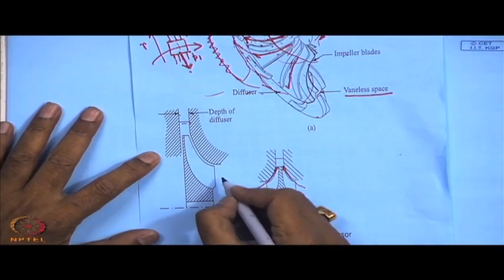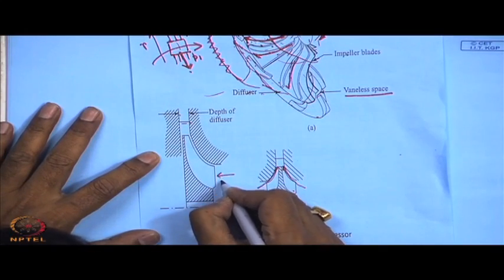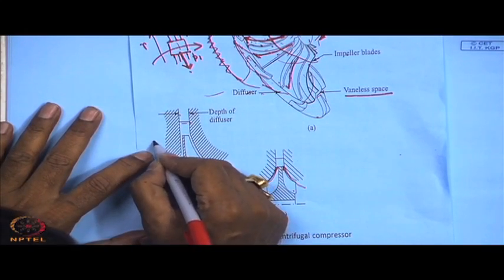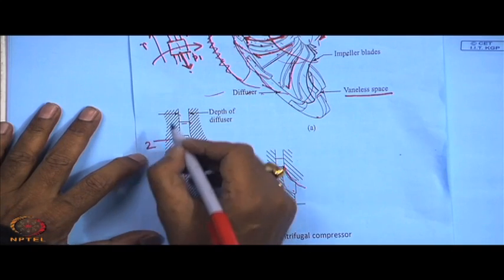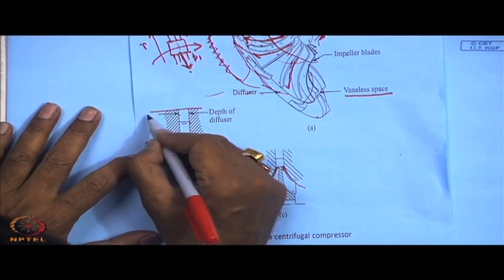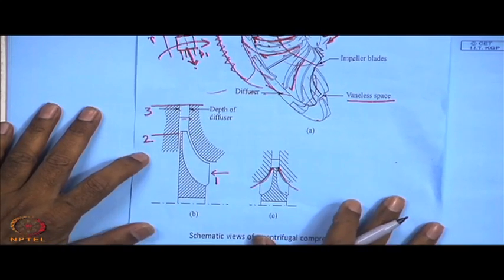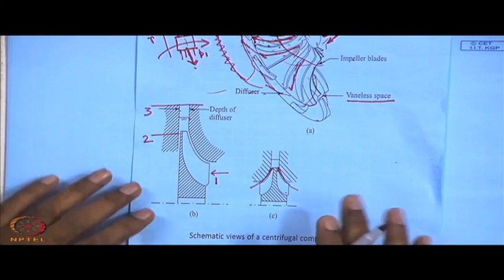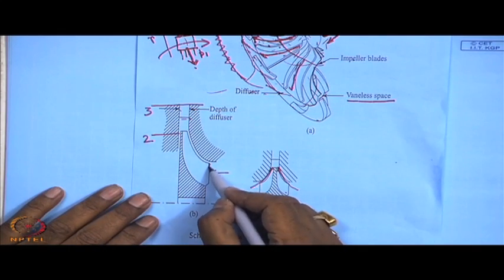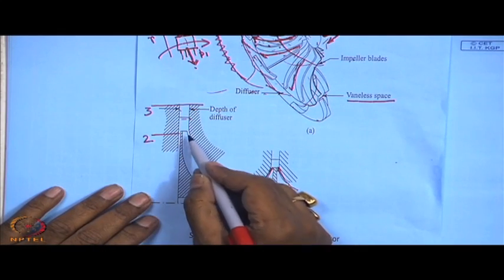Let us see that this is the inlet to the impeller, section 1. This is the outlet of the impeller, section 2. This is the outlet of the diffuser, section 3. Now, let us consider this way that from section 1 to 2, when the fluid flows, it gains energy.